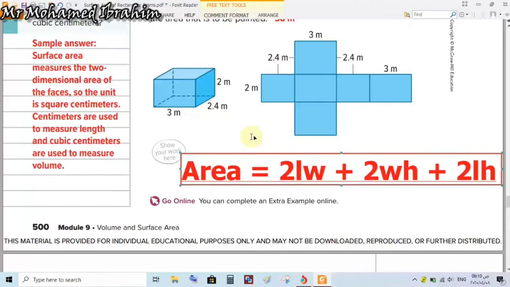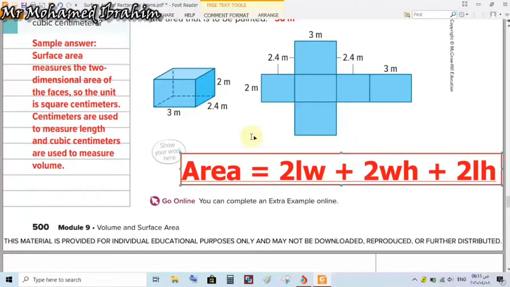2 times, open brackets, 2 times 3 is 6 plus 2 times 2.4. 2 times 4 is 8, 2 times 2 is 4, so it's 4.8. Okay, so what is the last thing? It's 3 times 2.4. 3 times 4 is 12, write down 2 and keep 1 up. 3 times 2 is 6, and you have 1 is 7, so it's 7.2. Plus 7.2. Close the bracket.